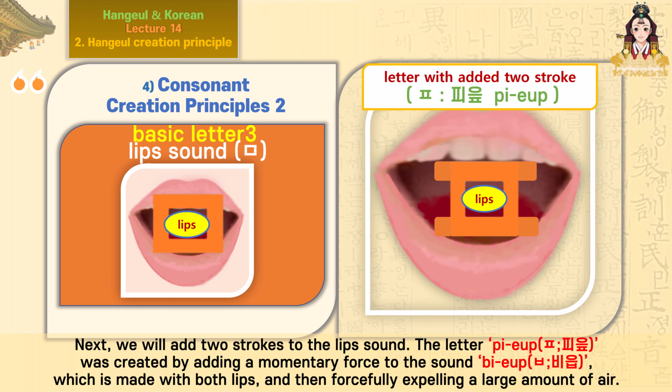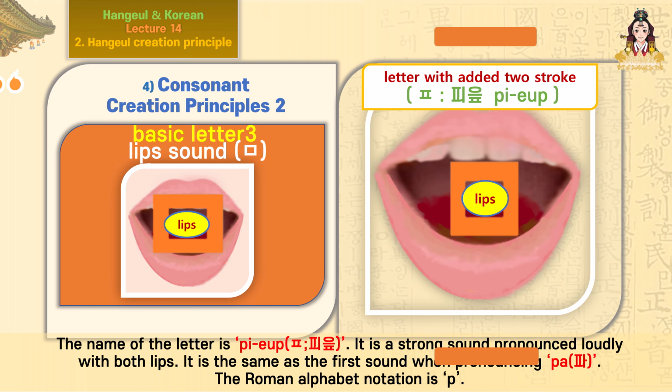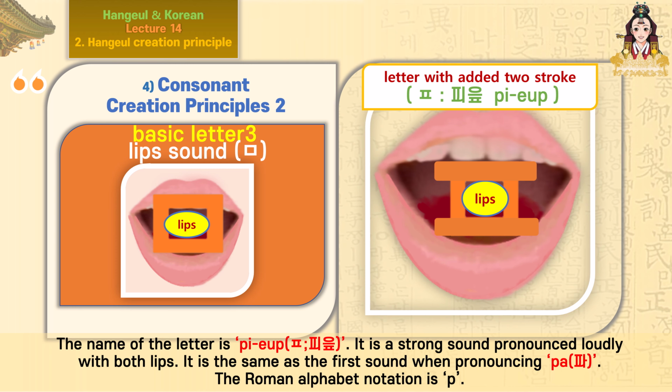Next, we will add two strokes to the lips sound. The letter P was created by adding a momentary force to the sound B, which is made with both lips, and then forcefully expelling a large amount of air. The name of the letter is P. It is a strong sound pronounced loudly with both lips. It is the same as the first sound when pronouncing pa. The Roman alphabet notation is P.